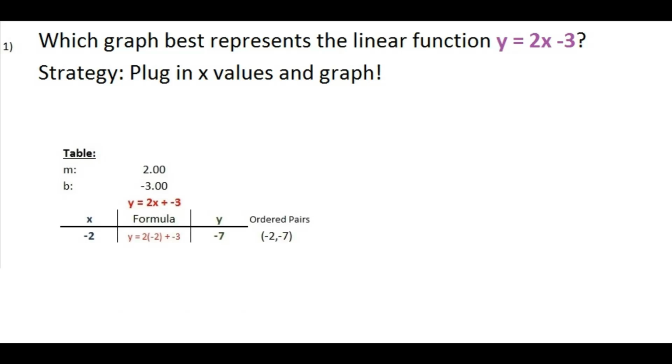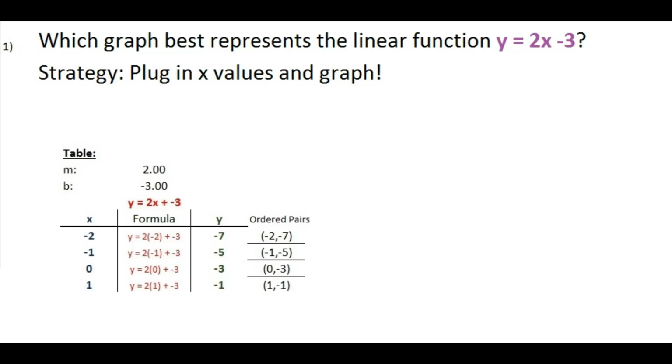If we plug in -2, we get -7. So our first ordered pair is -2, -7. Our next ordered pair is -1, -5. If you plug in -1, 2 times -1 is -2, plus -3 is -5. The next one, and this is the important part, when we plug in 0, we get that y-intercept. 2 times 0 plus -3 is just -3. That's why I said that graph crosses the y-axis at -3. Then for 1, we get -1 as our y value, and for 2, we get 1.